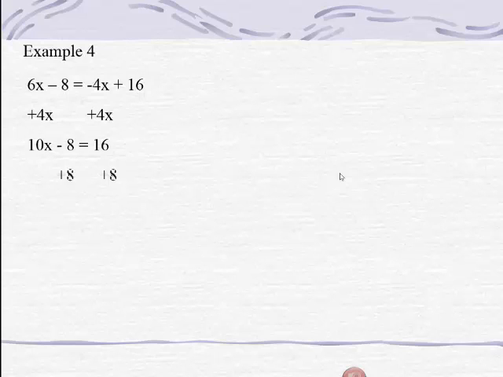All right, let's try another. Hit pause and work it out. I'm going to add 4x to both sides. 10x minus 8 equals 16. I'm going to add 8 to both sides. 10x equals 24. Now this one I'm going to divide both sides by 10, but this is different. Why? Because 24 over 10, 10 doesn't go into 24 evenly. So I'm going to leave it as a fraction and reduce it, which gives me 12 over 5.